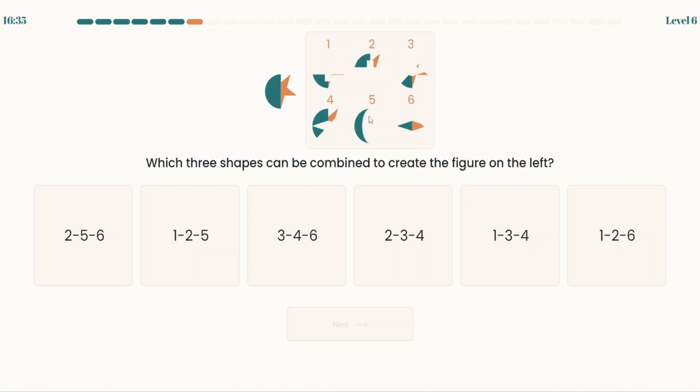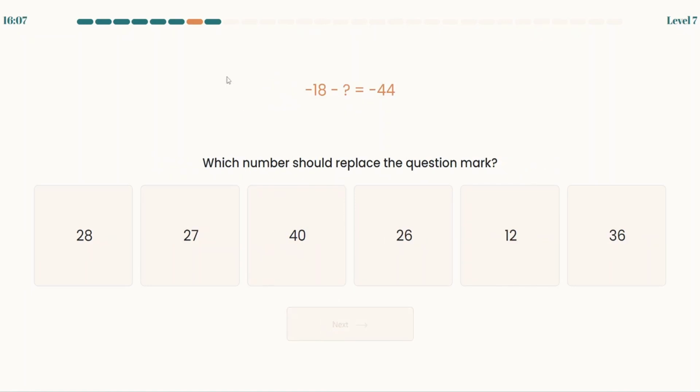It's not 5, I think. Or wait, is it 5? It might be... It's not 1 and 2. So it has to be 4, 6, and 3. 3, 4, 6. Okay. Wait, my last one was wrong? Okay, I need to go back and look at that question and see what I got wrong.